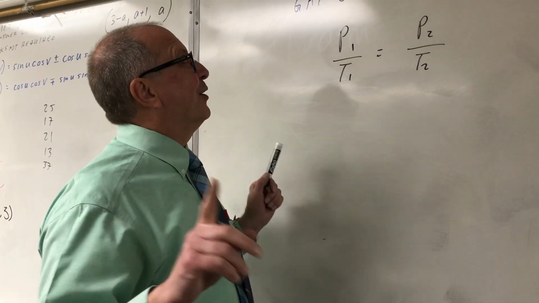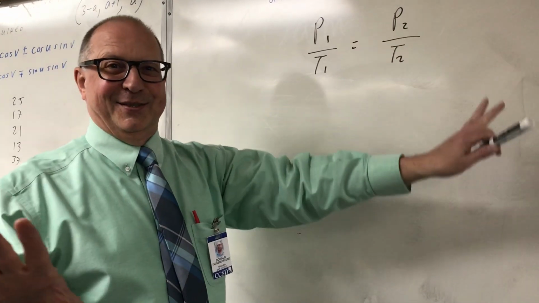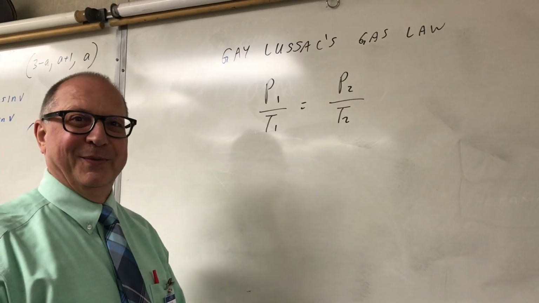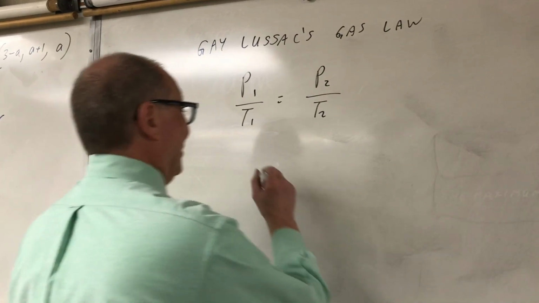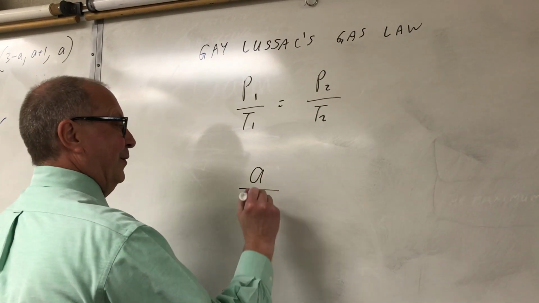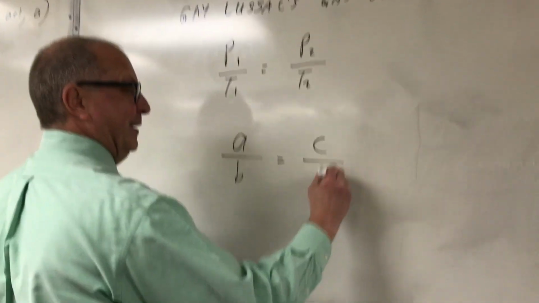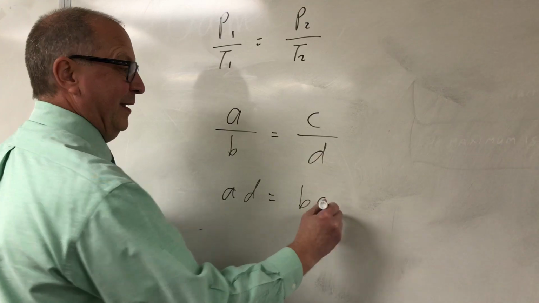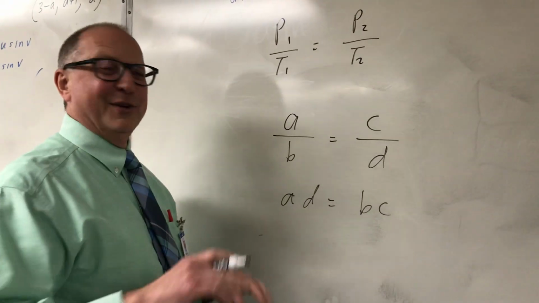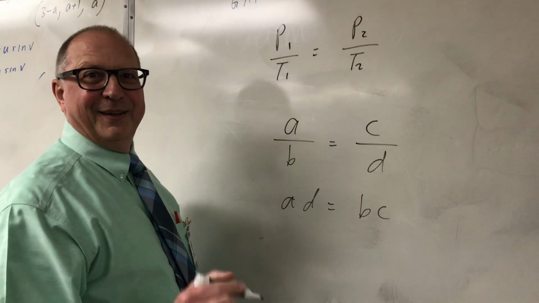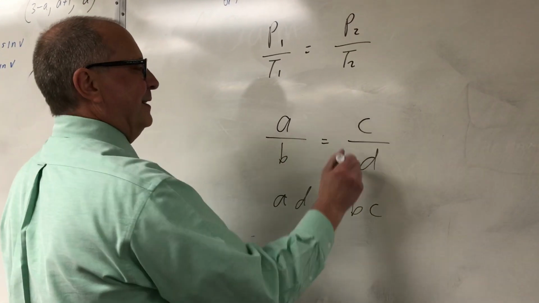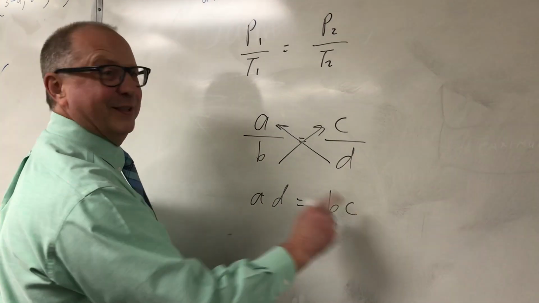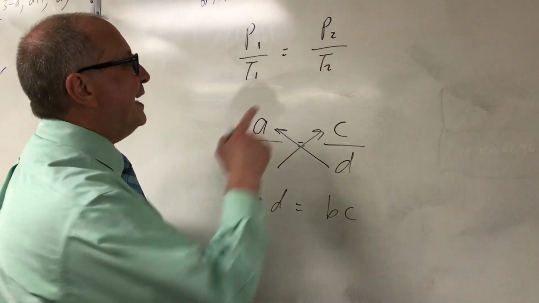Get back to math. Okay, so here we're going to learn about Gay-Lussac's gas law. P sub 1 over T sub 1 equals P sub 2 over T sub 2. Now, we know from geometry class, A over B equals C over D, correct? Which means AD equals BC. Means extremes products theorem. Translation, cross multiply. You can do the same thing here. See, this times this, this times this. AD, BC. Simple, right? Same deal here.